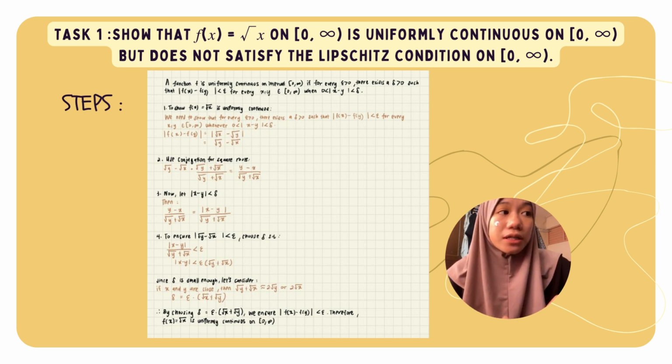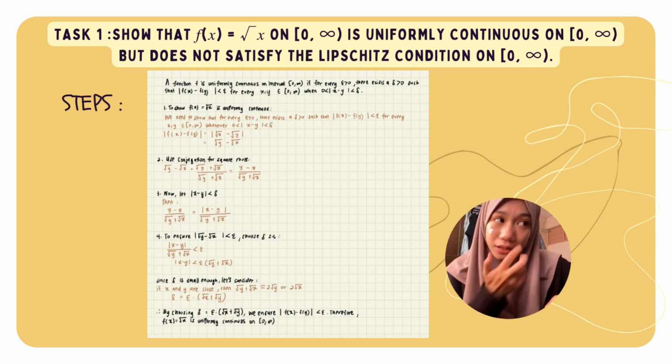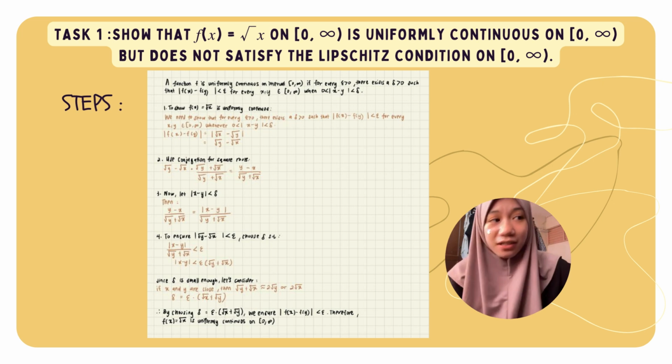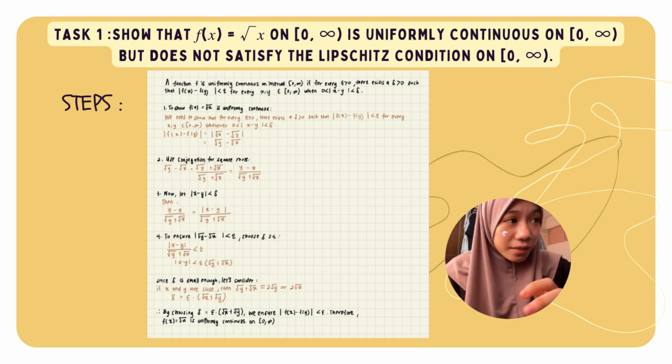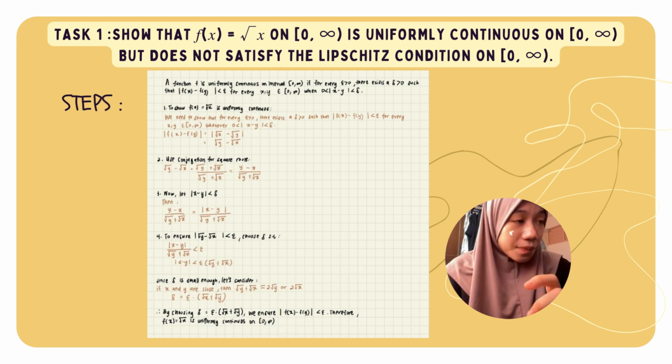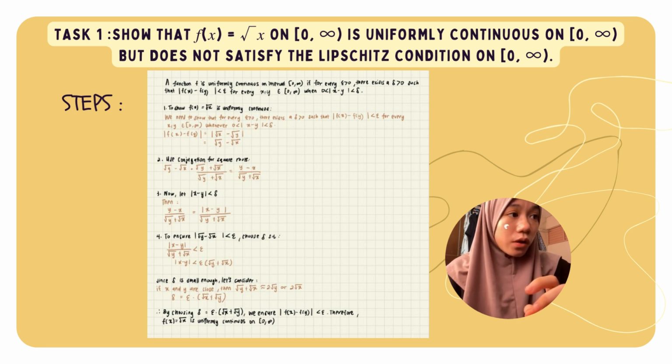And then we bring the square root y plus square root x to the right side, and we get modulus x minus y is less than epsilon times in bracket square root y plus square root x.